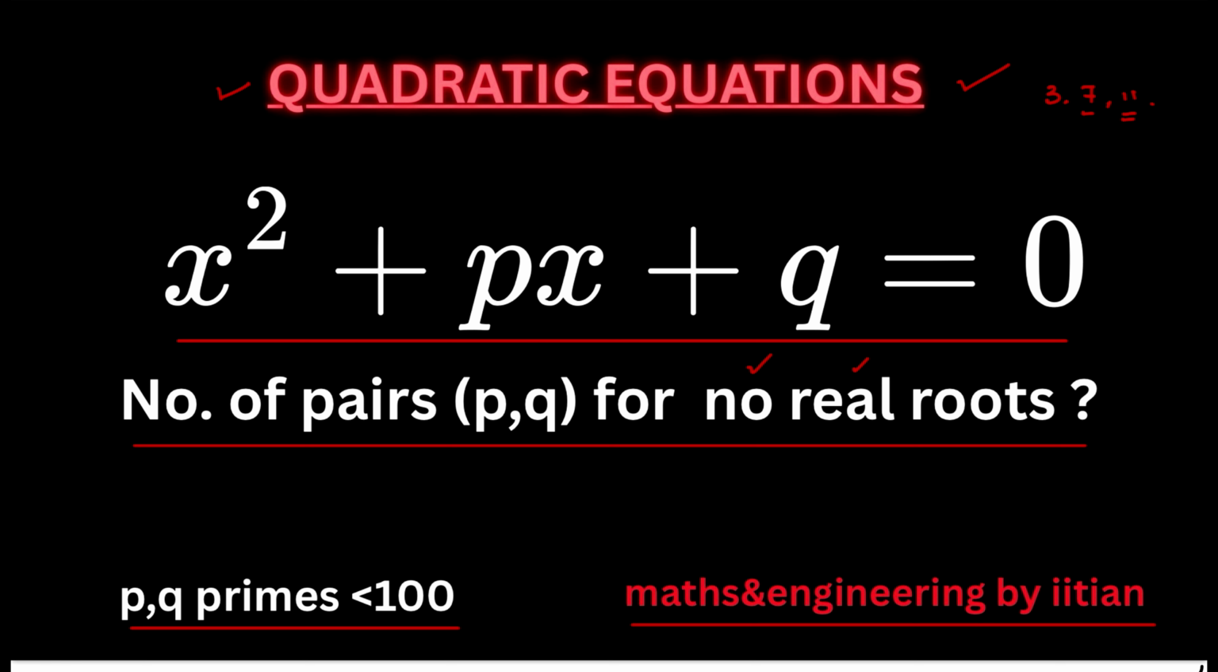Now we have to find out the number of prime numbers less than 100 for p and q such that the equation x² plus px plus q is equal to 0 does not have real roots. It's a very good example on quadratic equations. Please pay attention to the concepts involved in it and let us try to solve it.